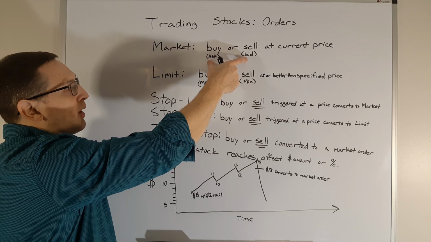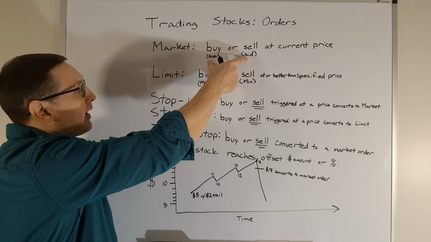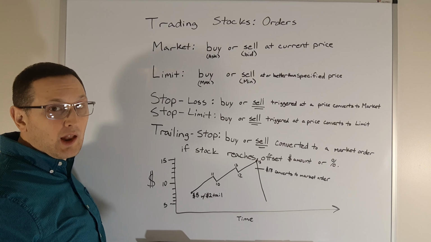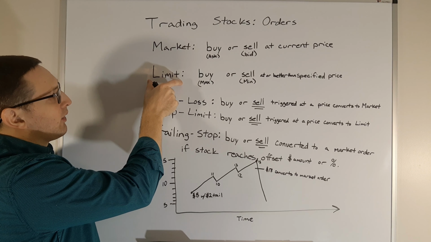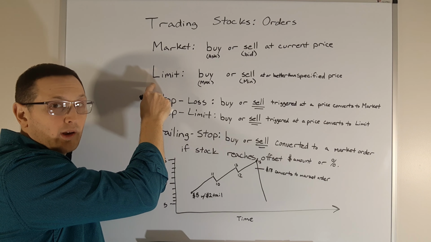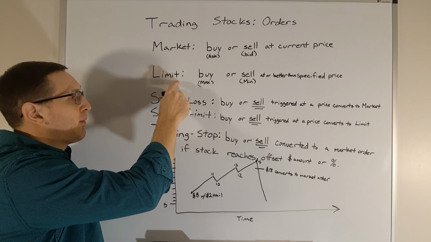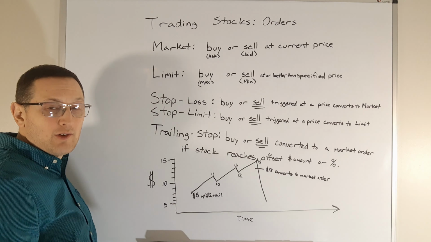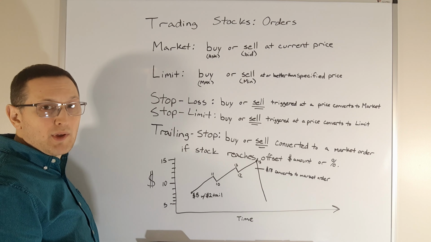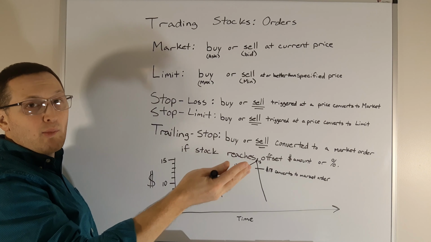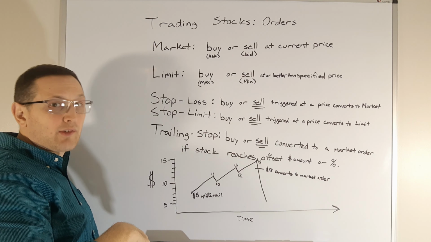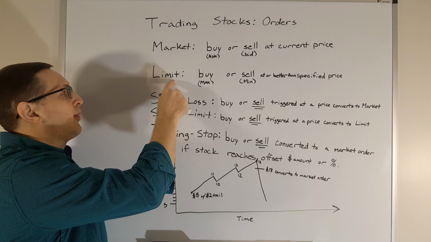That might be a couple of pennies for something with a lot of liquidity, or it could be several dollars if there's not a lot of buyers and sellers. A limit order is probably the next most common thing that you'll see. If you're putting an order in when the market is closed, it's a really good idea to put a limit in, because overnight stuff can change and the opening price could be very different. So if you put a market order in, you may be paying a lot more or getting a lot less for your stock. So it's good to put a limit in.